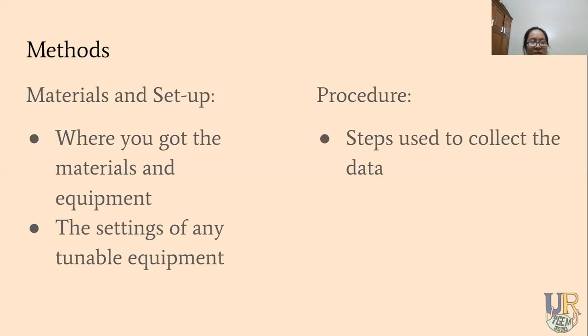After the materials is the procedure, which is the step-by-step manual on what you did during your experiment. A good rule of thumb is if someone in your lab cannot follow the procedure and redo the experiment, you might need to edit it.